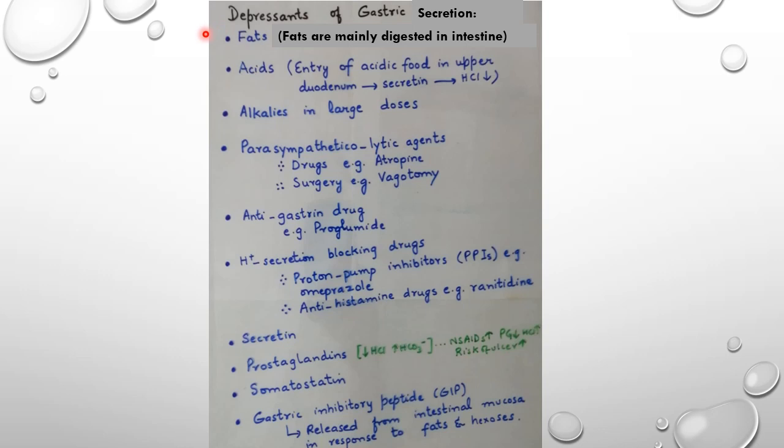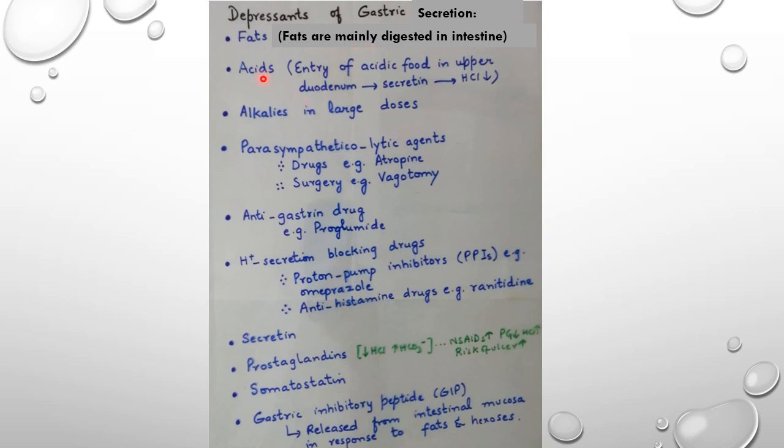Now we are going to see examples of depressants or inhibitors of gastric secretion. The very first example is fats. Fats may suppress gastric secretion because fats are mainly digested in the intestine and there are no enzymes except gastric lipase in the stomach, and gastric lipase can only work on short and medium chain fatty acids.